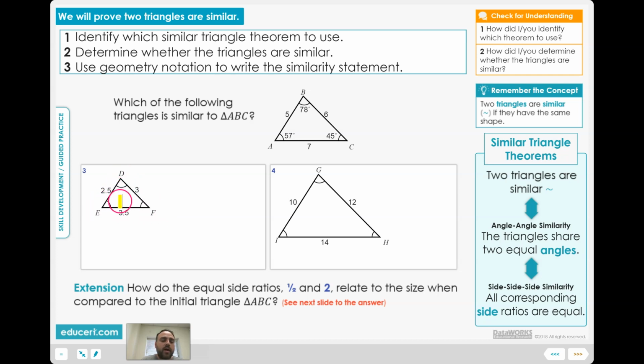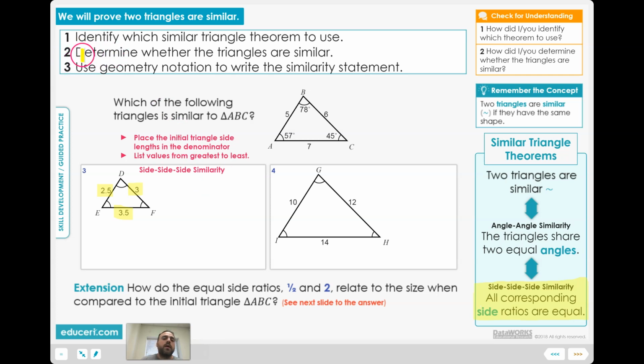Now I don't know the value of any of the angles, but I do know the value of all the side lengths. I am going to use side-side-side similarity because I know the value of all the side lengths and because I also don't know any of the angle measurements to use angle-angle similarity. And there it is, side-side-side similarity.